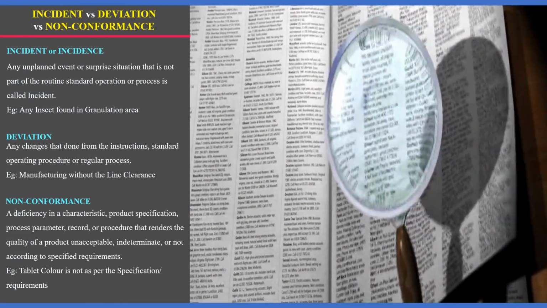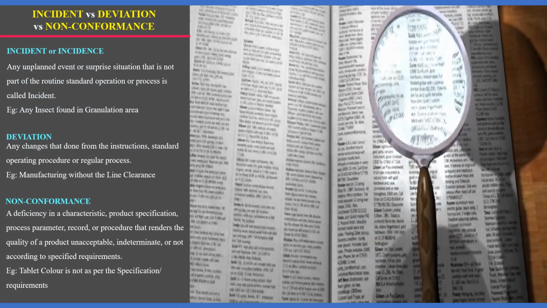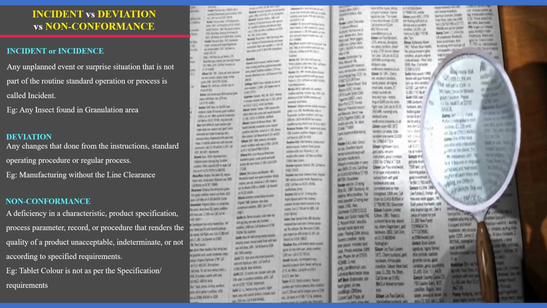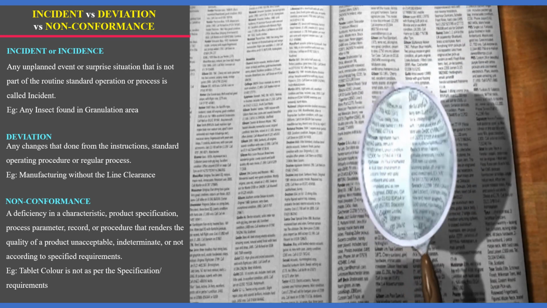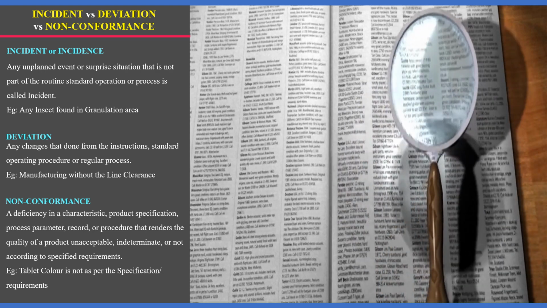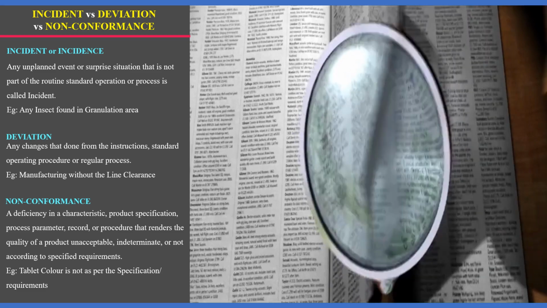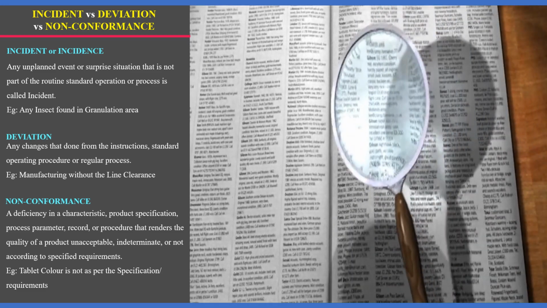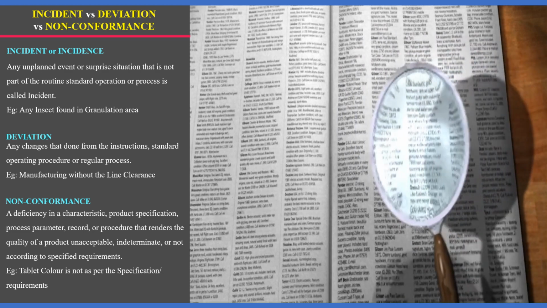So what is an incident? Any unplanned event or surprise situation that is part of a routine standard operating process is called an incident. For example, an insect found in a granulation area. So then what is a deviation? Any change made from the instructions, standard operating procedures, or a regular process is called a deviation. Example, manufacturing without line clearance.